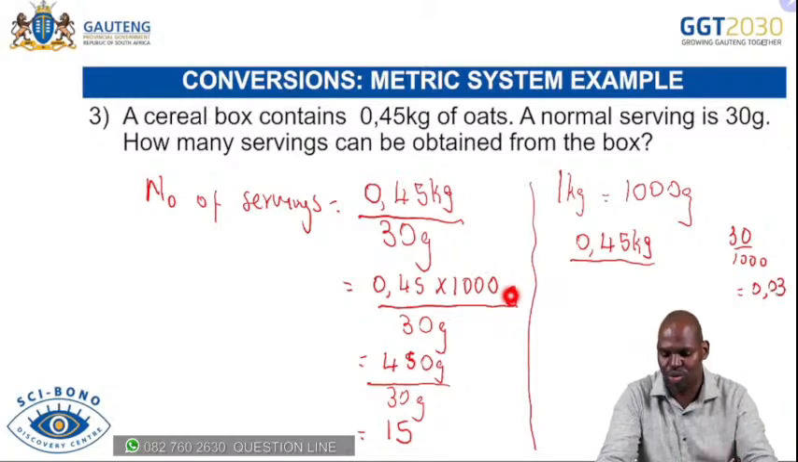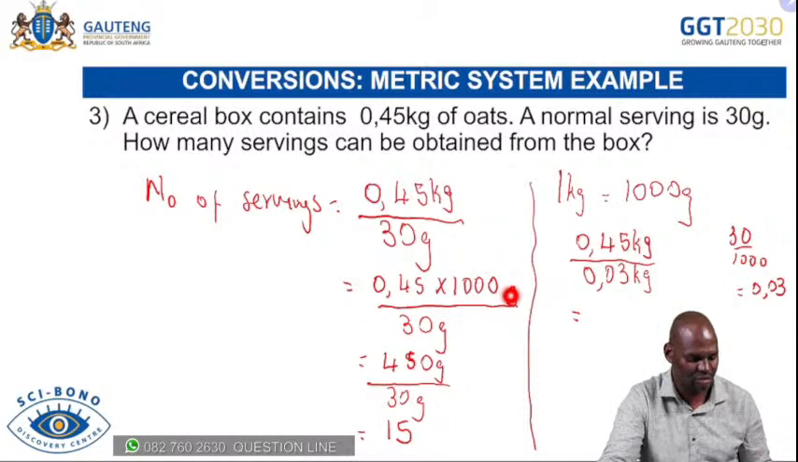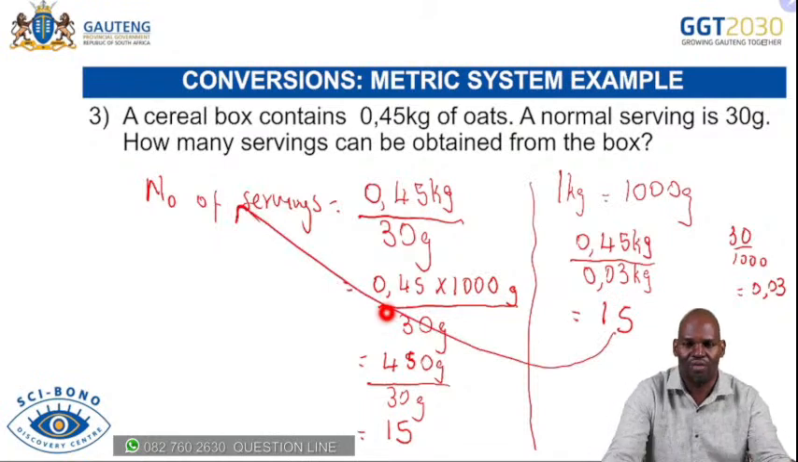Just make sure that you do it correctly there. So if you say 0.03, remember it's now in kilograms. If you take the sum as it is, 0.45 divided by 0.03, then you still get 15. This 15 is still the number of servings.